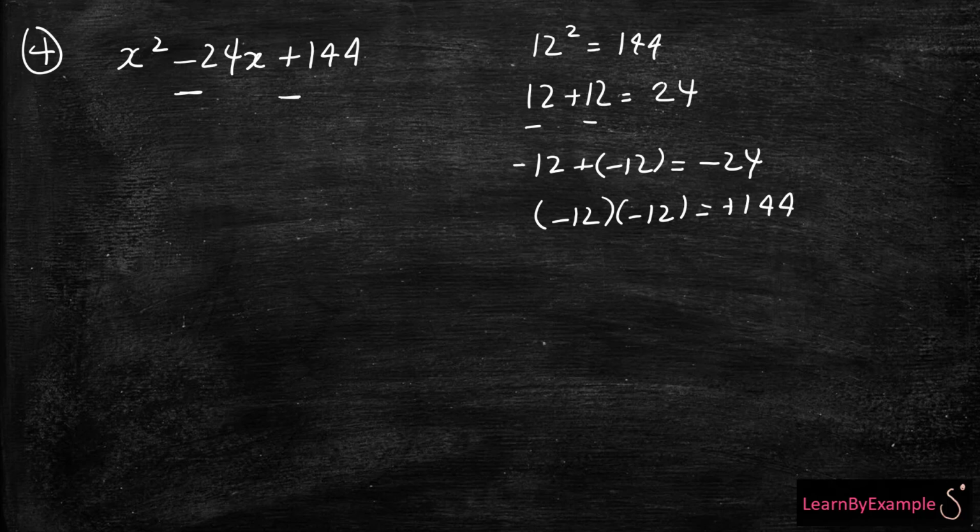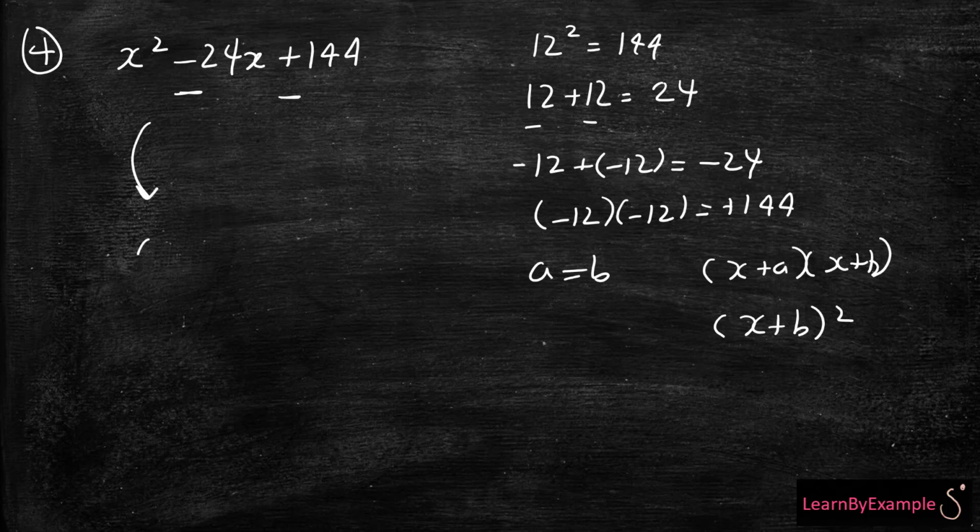And remember that now that we know a is equal to b, you don't have to do x plus a times x plus b. You can just do x plus b squared. So how do you factor that? It's x plus b squared. And we already realized that b has to be negative, so it's x minus 12 squared. There you go.